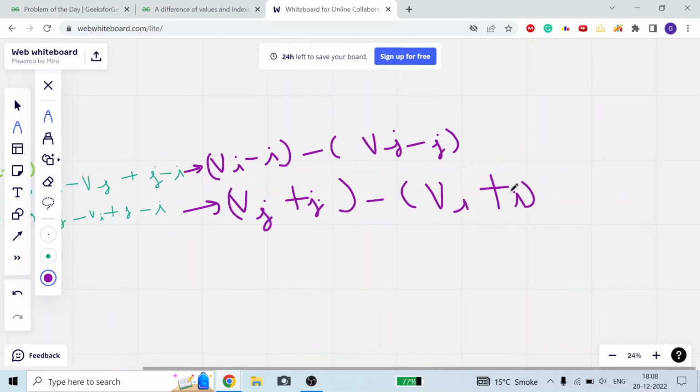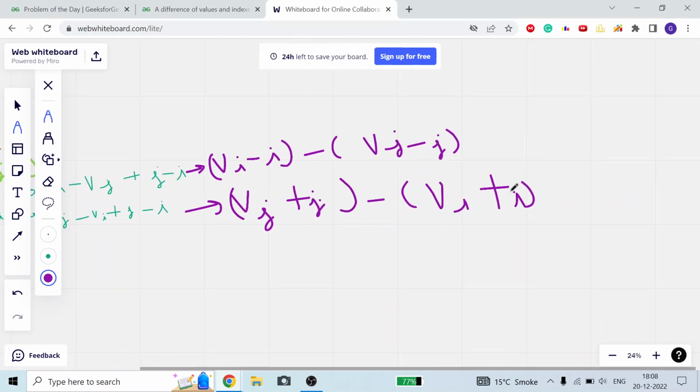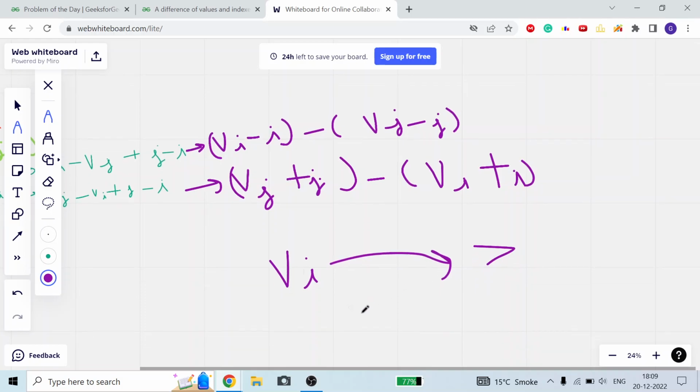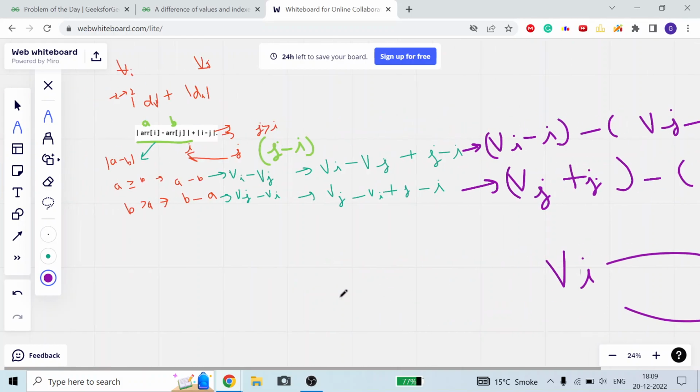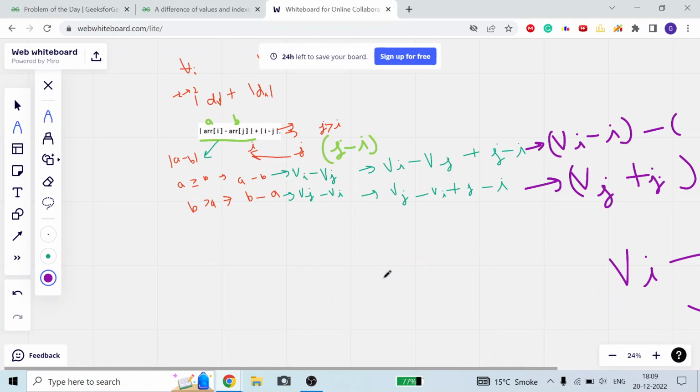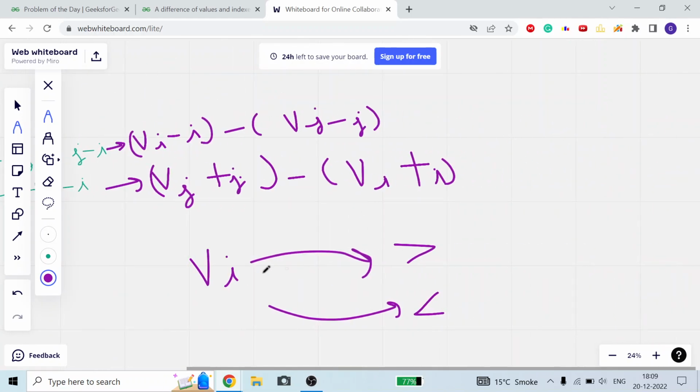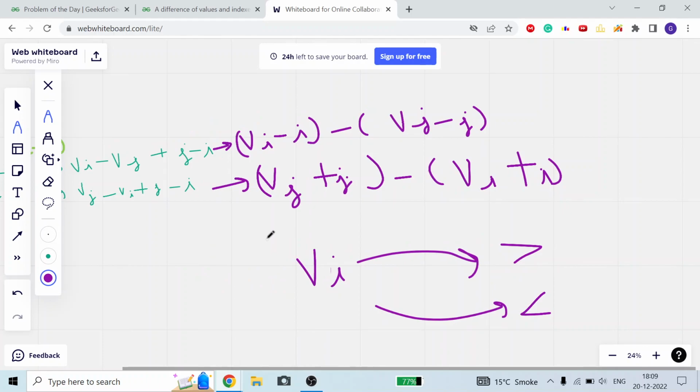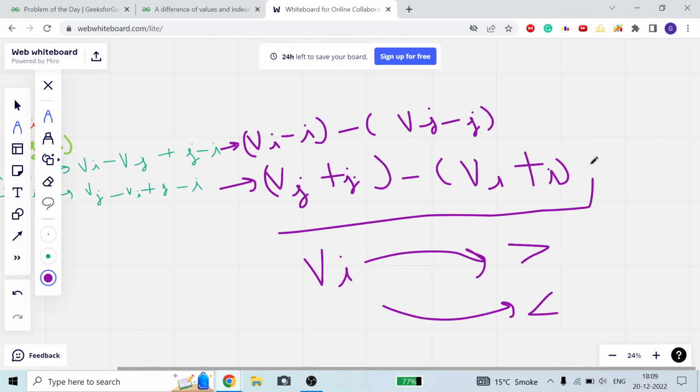Okay guys, now I know that for a particular value vi, in its backward range there are some values that are greater than vj, and there are some values that are less than vi. So if a value is greater than vi, then this condition will be fulfilled.